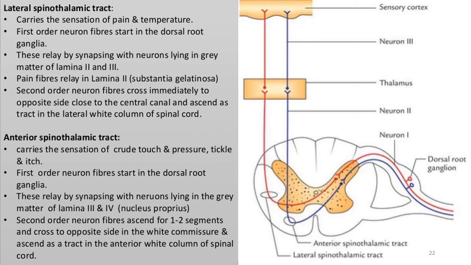So, lateral spinothalamic tract carries the sensation of pain and temperature. They relay, or synapse, in the gray matter of lamina 2 and 3. Second order neuron crosses immediately. So this is the rule. In the similarities, you will find that second order neuron always crosses.